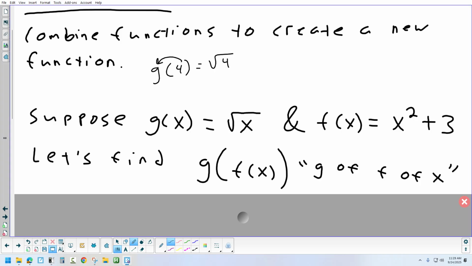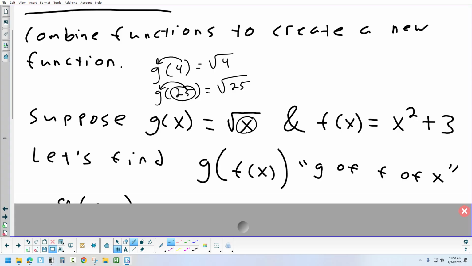What if I said to do G of 25? What does that mean to do? Same thing. Take what's inside the parentheses and plug that in for the letter in the G function. So look up the G function, square root of x, change the letter to what they're telling you to fill in, 25.